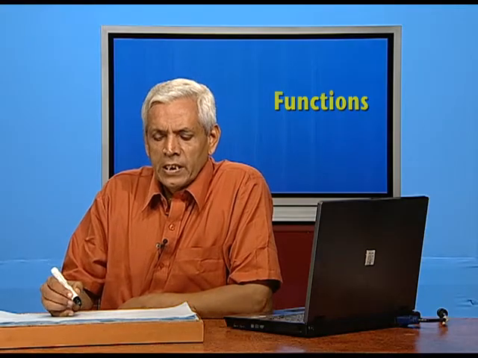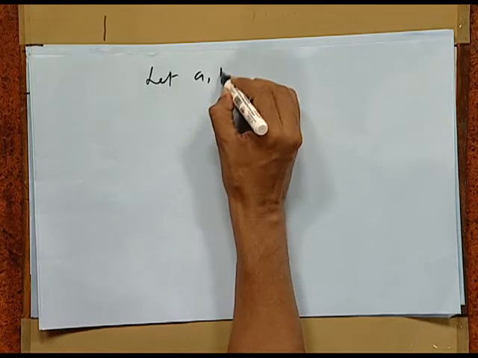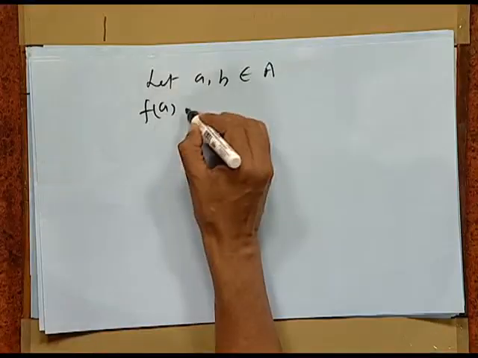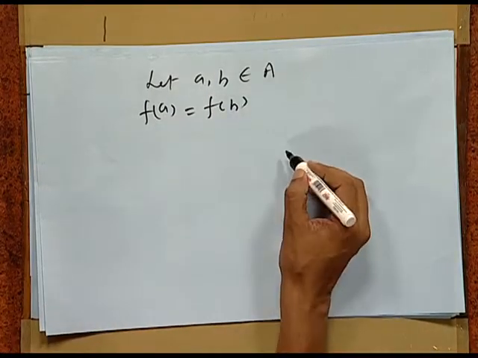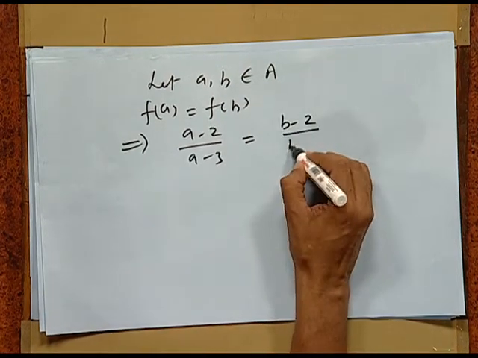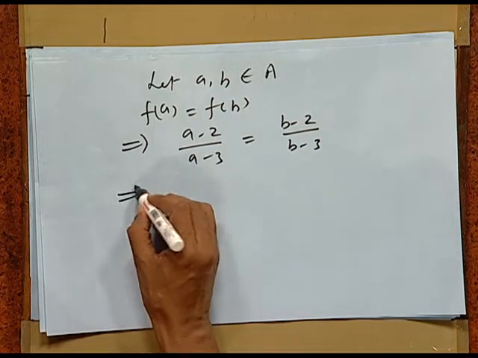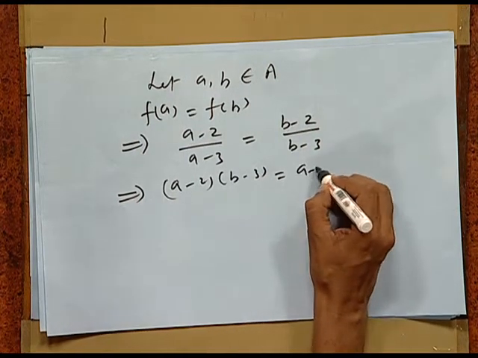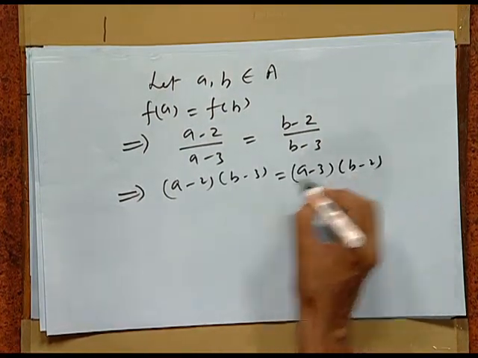Thus, we have shown that f is onto because we can find the pre-image for every value of y in B. To show that f is one-one, let us take two elements a and b from A. Suppose f(a) equals f(b). This means (a minus 2) upon (a minus 3) is equal to (b minus 2) upon (b minus 3). This makes (a minus 2) times (b minus 3) equal to (a minus 3) times (b minus 2).